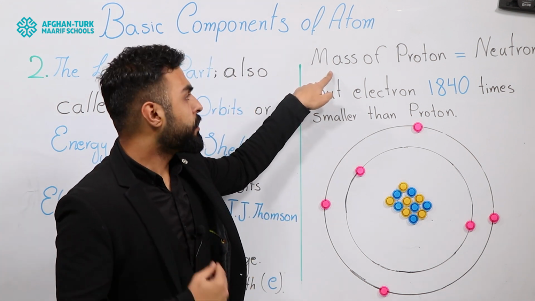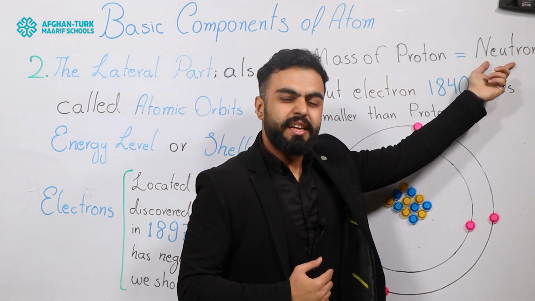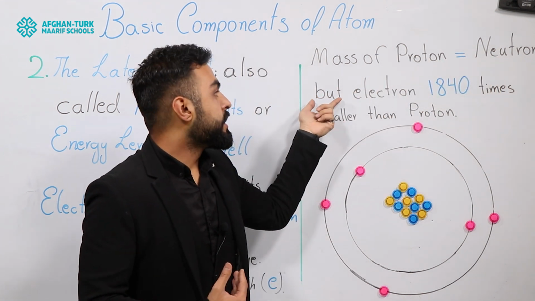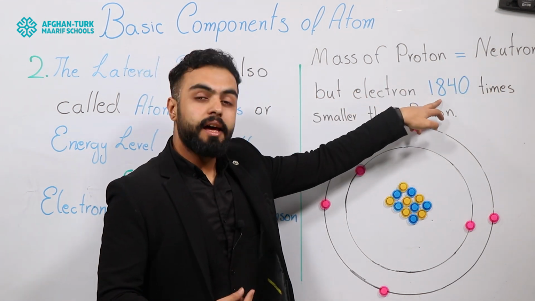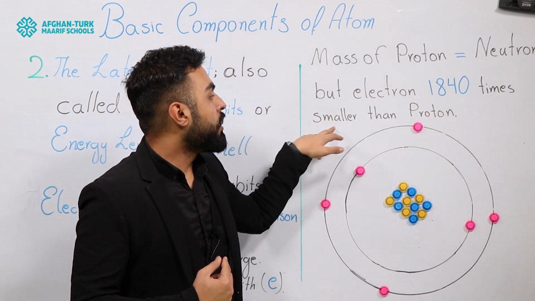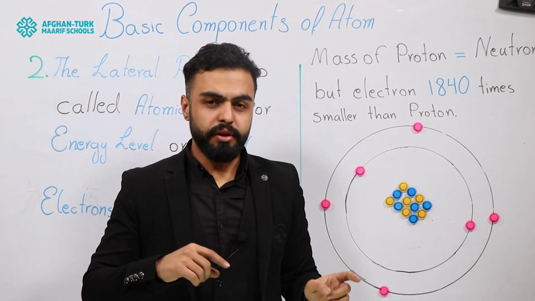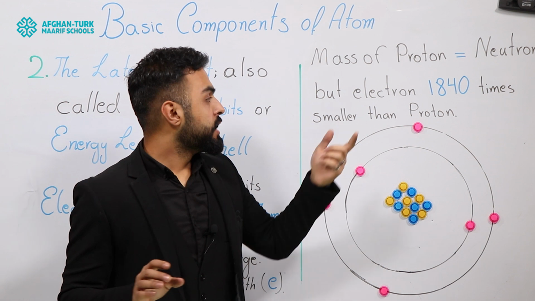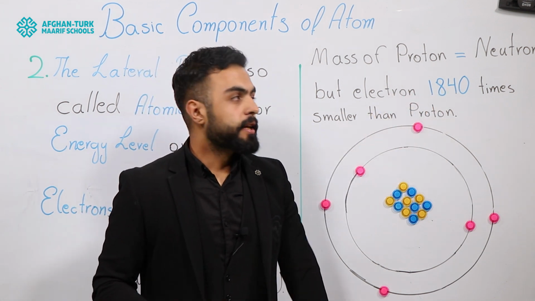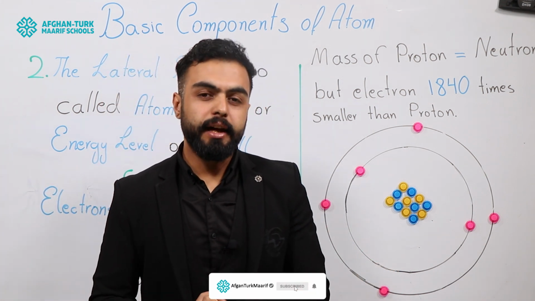But according to the mass, the mass of proton is actually almost the same as neutron. But electron is 1840 times smaller than proton. So the mass of proton is equal to neutron, but the mass of electron is much smaller than proton. That was all about the components of an atom.